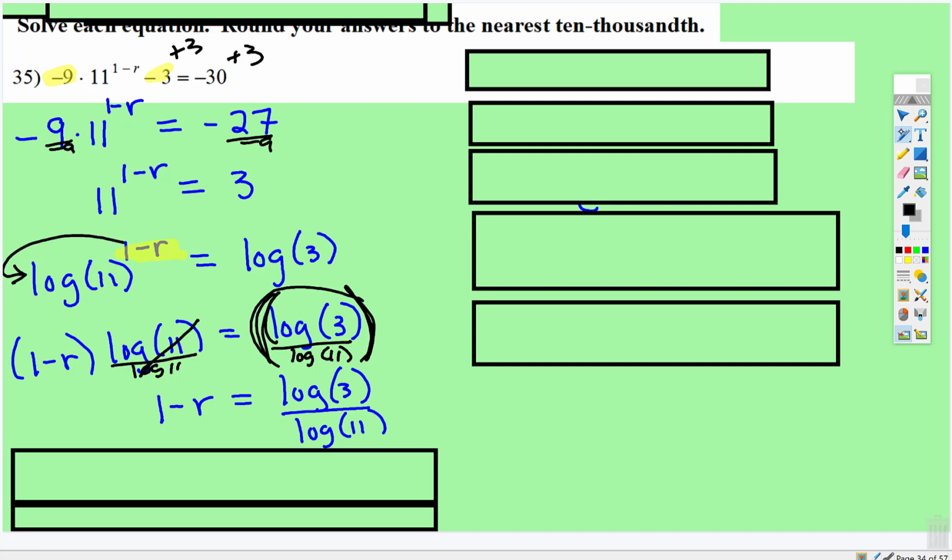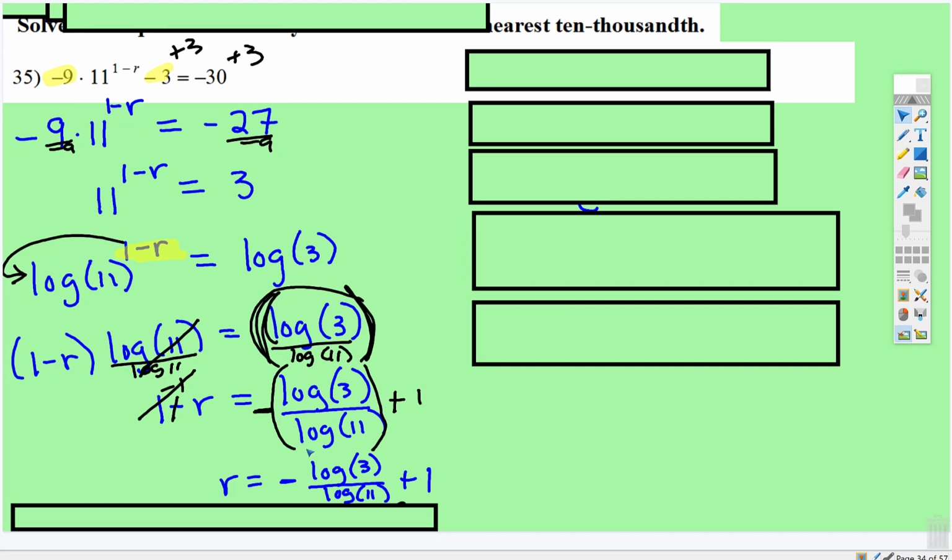Well, I'm going to go ahead and subtract. Almost, the better way would be to subtract this phrase and add the r, but that's not how I did it, so I'm going to subtract the 1. But now I have this negative r, so I'm going to divide everything by negative 1, which means every sign will change. This becomes positive, this becomes negative, so it's this phrase, and then this becomes positive. So we end up with r is equal to negative log 3 divided by log 11. Notice close parentheses each time and then close parentheses again, plus 1.